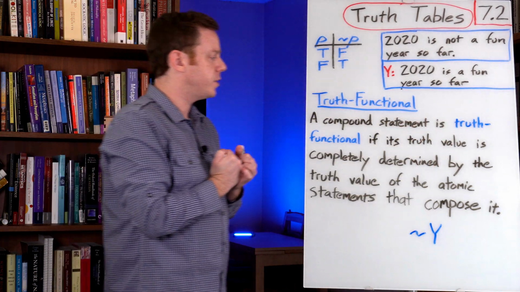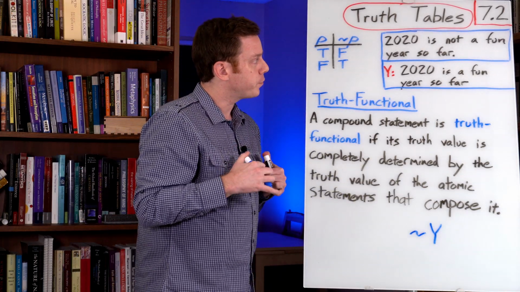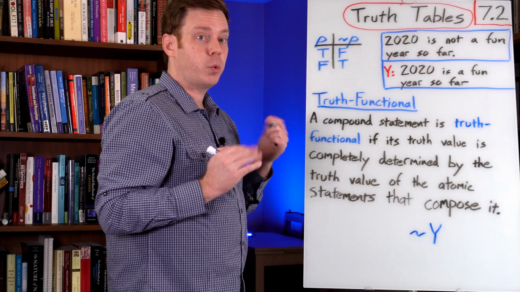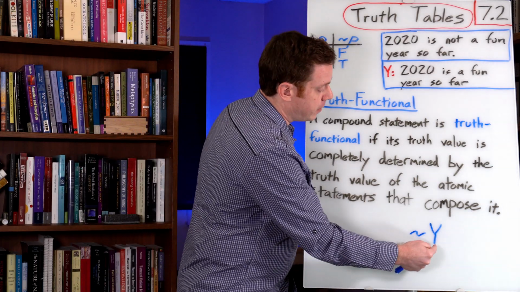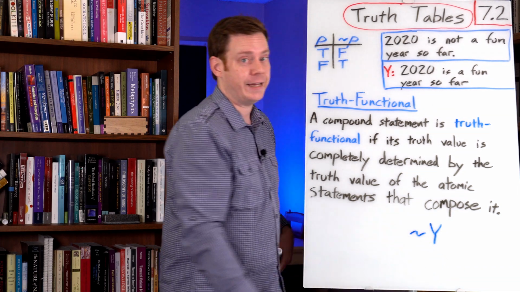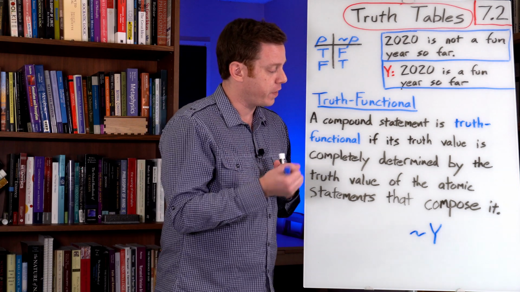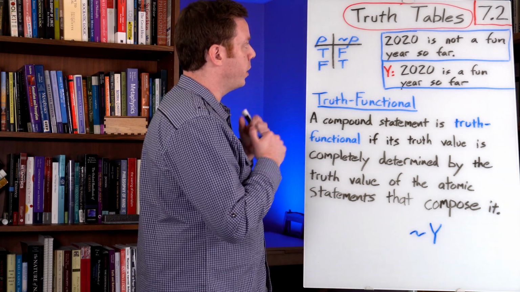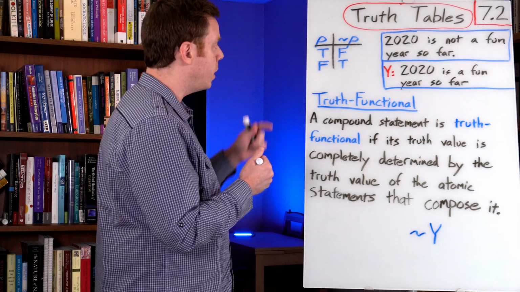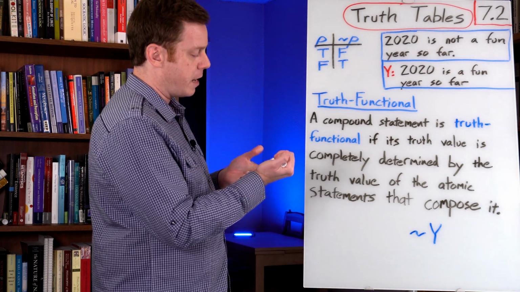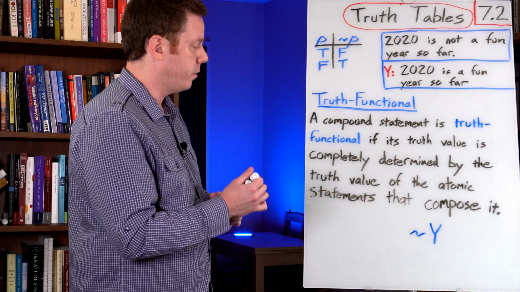Now, is not Y true? Is it false? Well, whether it's true or false is going to be completely determined by the truth value of Y. Whatever the truth value of Y is, you plug that in and you're going to get a certain truth value as a result. So if we make a truth table for this complex statement, we would do it like this.